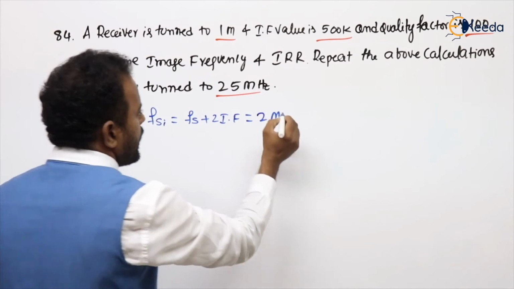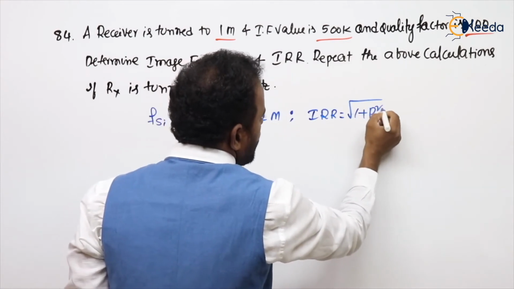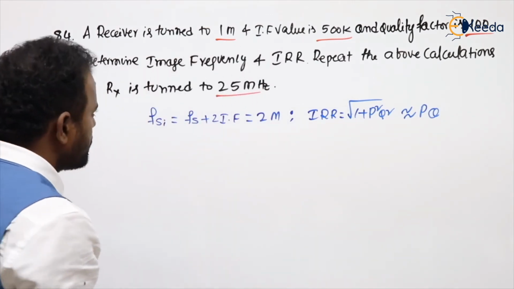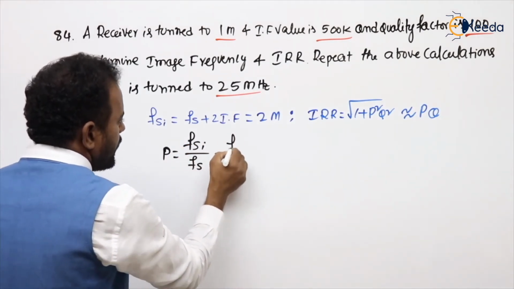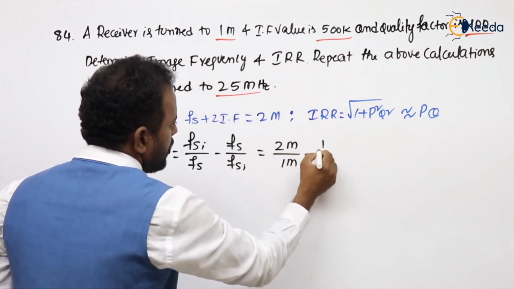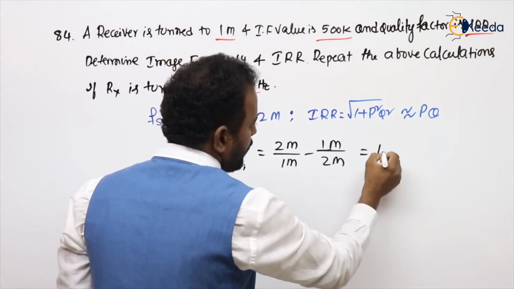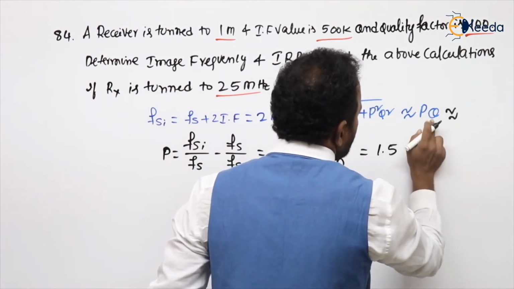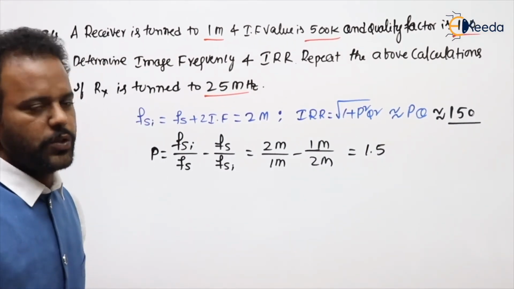Next, the IRR value. What is IRR? Root of 1 plus P squared Q squared. I approximated it as PQ also, I told. What is P? P equals FSI by FS minus FS by FSI. This is 2 mega, this is 1 mega, so 2 minus 1 by 2, 2 minus 0.5, 1.5. Substitute here, this will be 1.5 into Q, which is 100, so it will be 150. That is the first question.